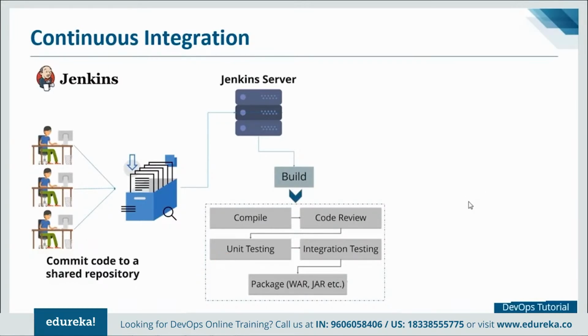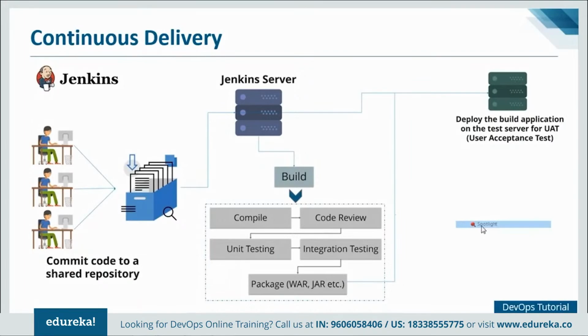Let's move forward. And now I'm going to explain continuous delivery. Now in continuous delivery, the package that we have created here, the WAR or the jar file or the executable file, Jenkins will take that package and it will deploy it onto the test server for end user testing.